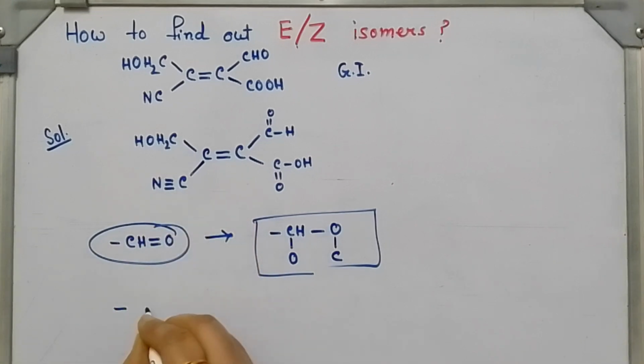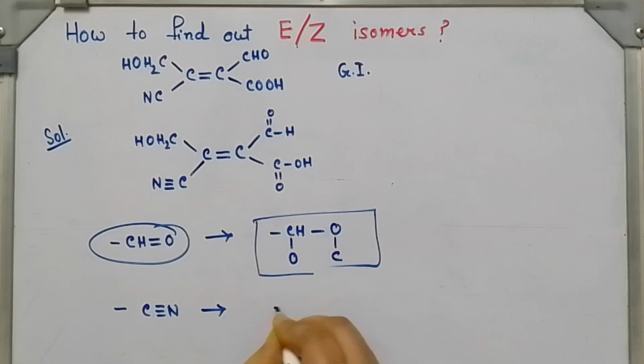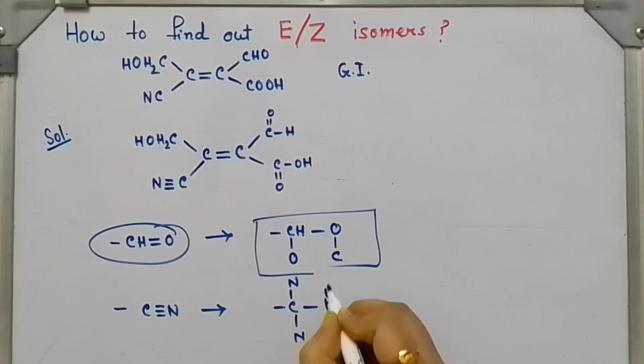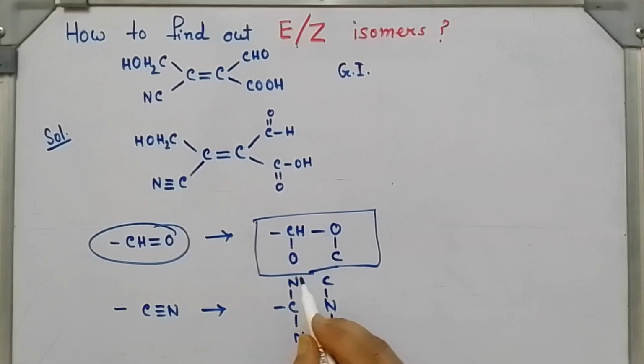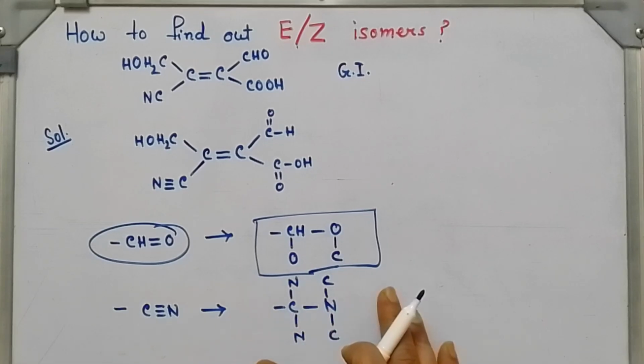Similarly, if you are having cyano, what do we have to consider? Carbon, nitrogen's first single bond, then this carbon is bonded with, as if this carbon is bonded with 3 nitrogen. One is this one, another is this one, another is this one. And this nitrogen is bonded with 3 carbon. One is this one, another is this one, another is this one. So in place of this, you have to consider this to compare priority.